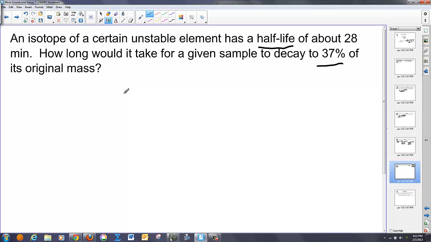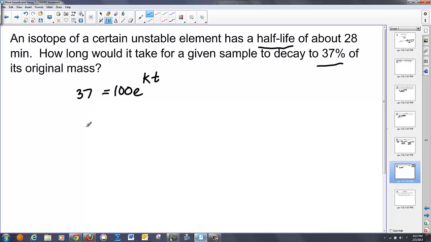So if I start with, let's say, 100 grams of something, and we can start with anything, I'm just using 100 because it's easy to take 37% of that. Then that goes to 37. And that's e to the k t. Again, I don't have the k value. Now, all we know is that the half-life of this isotope is 28 minutes. We don't have a k or a t for going from 100% of something to 37%.